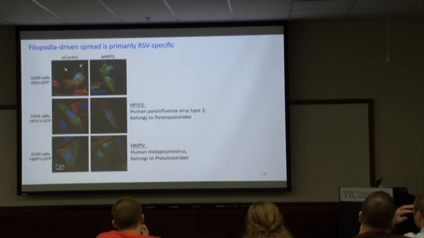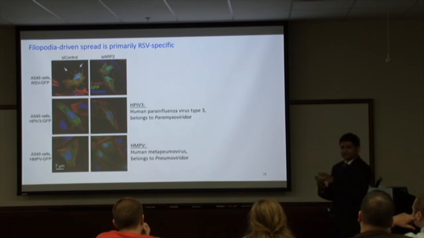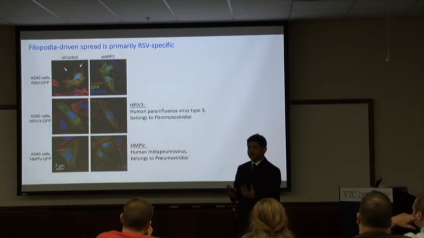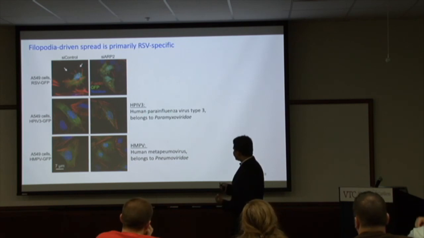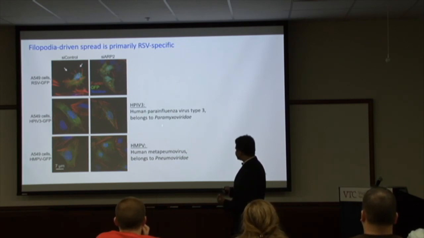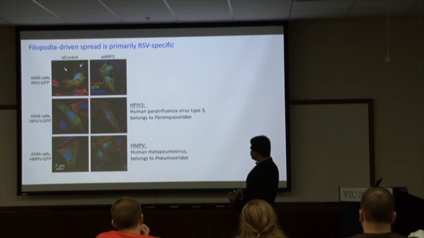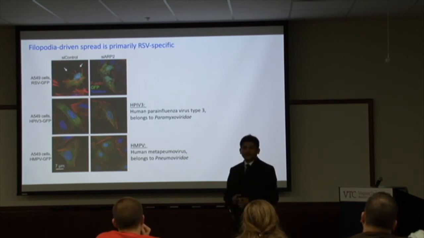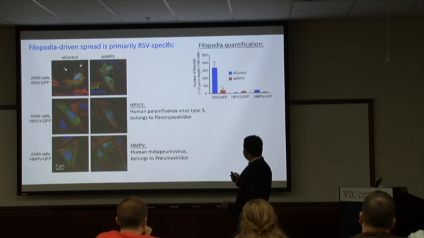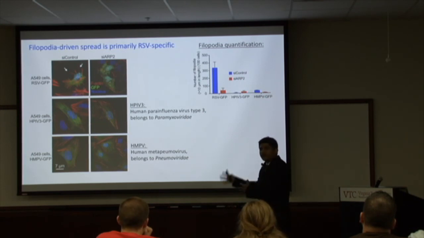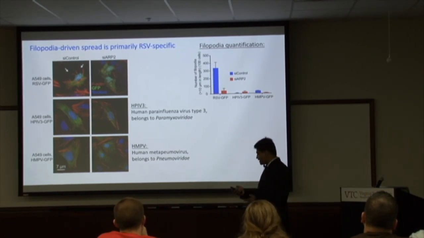And so I showed you RSV. Another question is whether this phenotype is RSV specific or not. I used two relevant viruses: human parainfluenza virus, which belongs to the Paramyxoviridae, and metapneumovirus. Neither of these virus infections induce Filopodia, and we confirmed this when we quantified the Filopodia and also imaged it over time. So our results suggest that Filopodia induction is RSV specific.